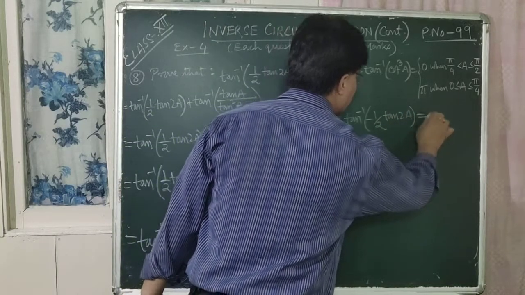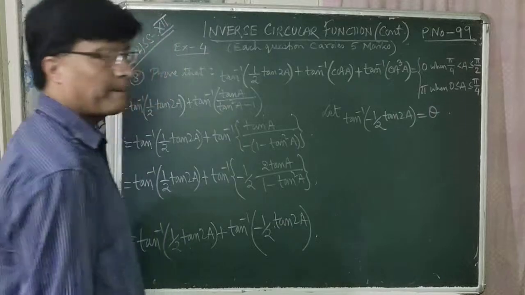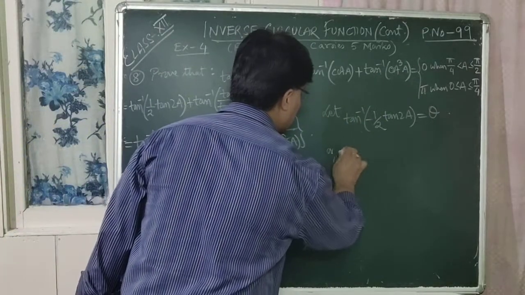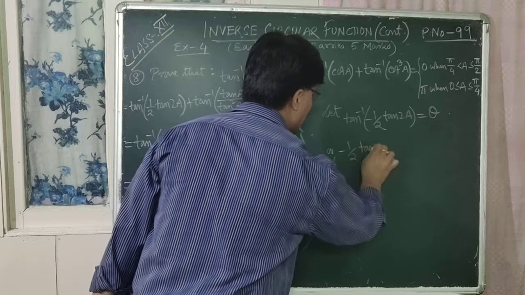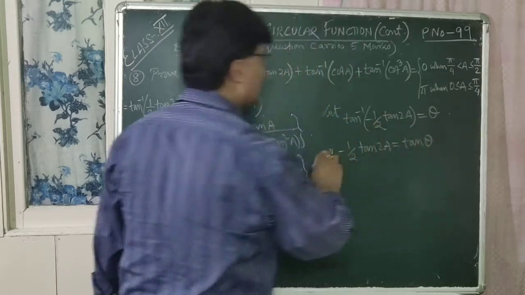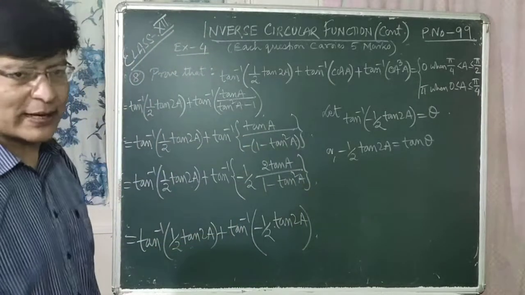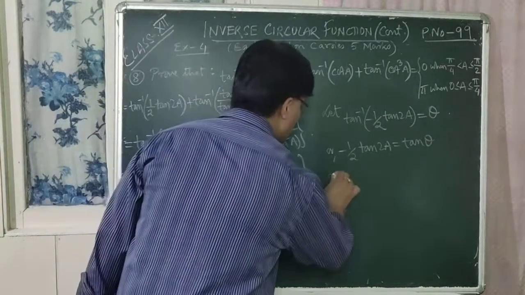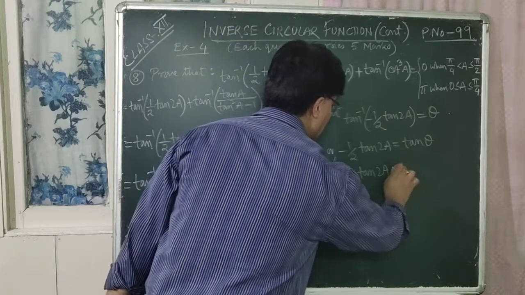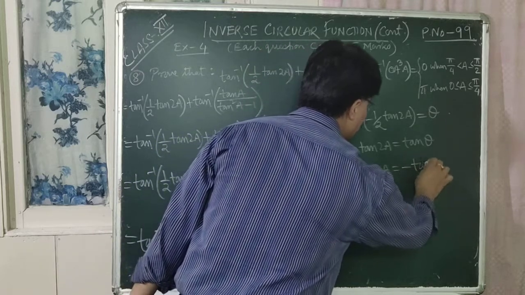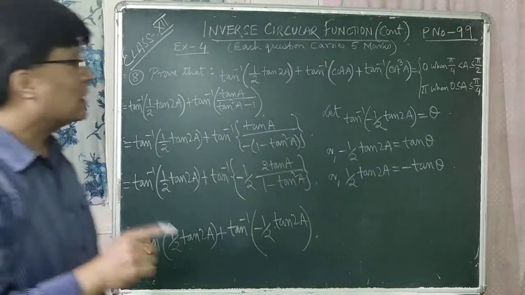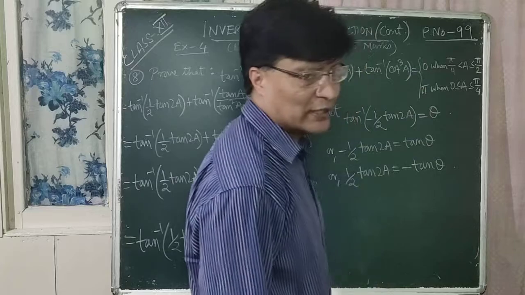Tan 2a is equal to what? Theta. Right? So tan inverse take to the right hand side, it becomes minus half tan 2a is equal to tan theta. Now what is the method here? Take this minus sign to the right hand side. So it will be half tan 2a is equal to minus tan theta. Is that clear to all of you? Now let us write down this condition now.